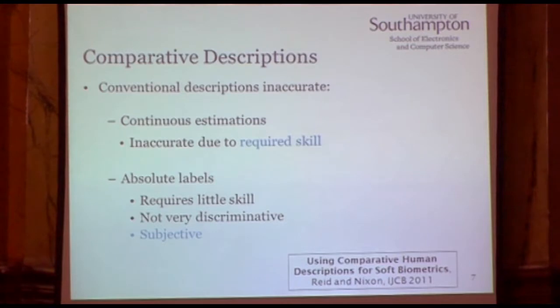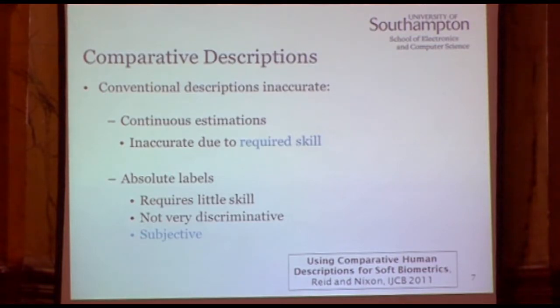So first of all, comparator descriptions. Typically when you get an eyewitness description, it will be in an absolute form. You either get continuous estimations, so someone might say he was 6'5", or you might get absolute categorical labels, or you'll just receive something like he was tall. Now both of these have problems.